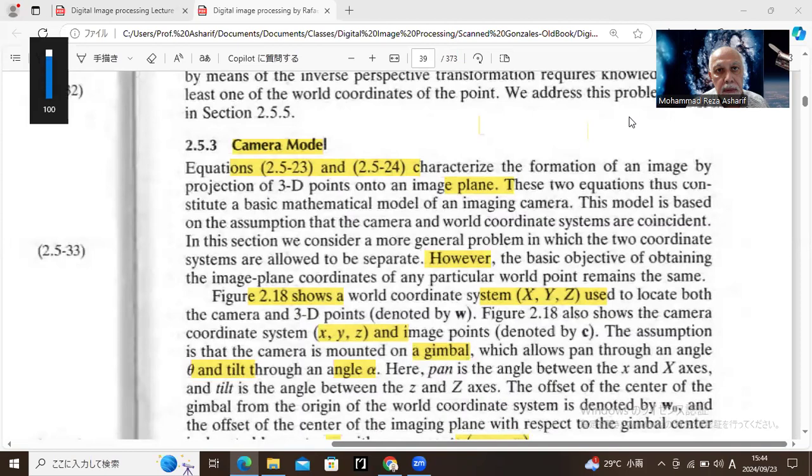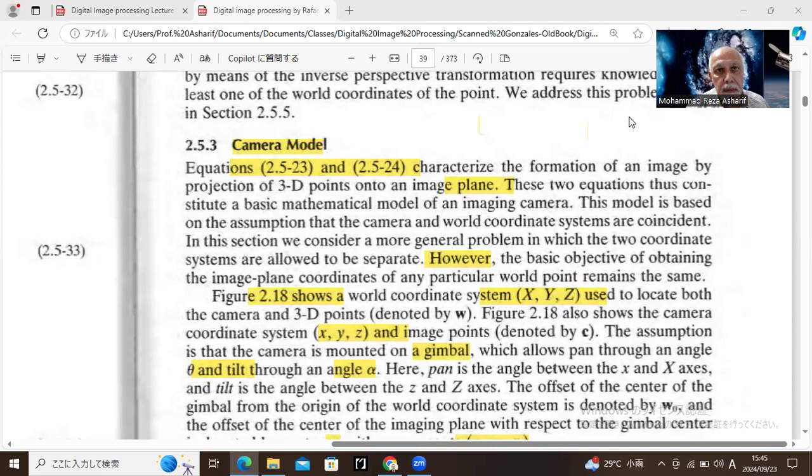Hello. Today I'd like to talk about the camera model. This is a series of lectures in digital image processing. This is lecture number 10. Previously, in lecture 9, I talked about perspective.